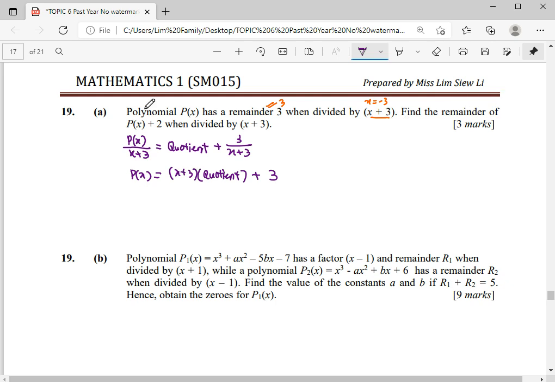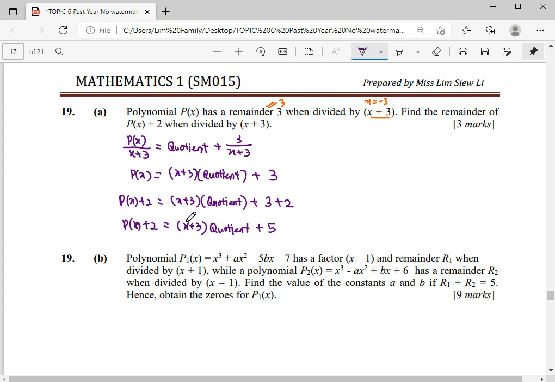They said find the remainder when our polynomial is plus 2. So this means we are going to add 2 to the whole equation here. Okay, so when we add 2, we notice that we can only operate with the constant, so we simplify. Q equals 5. So this is how we read our polynomial.